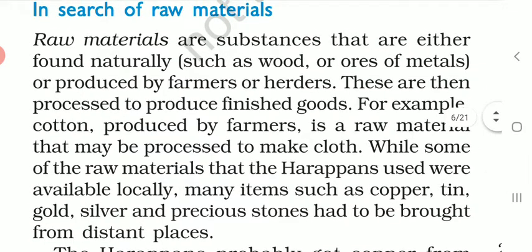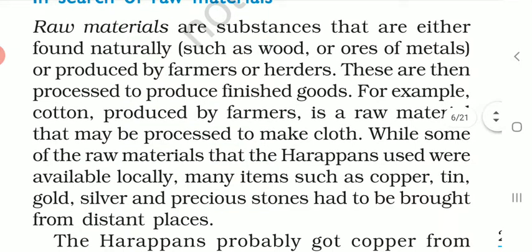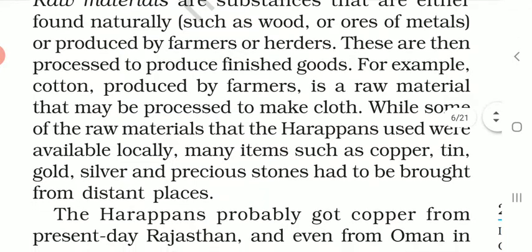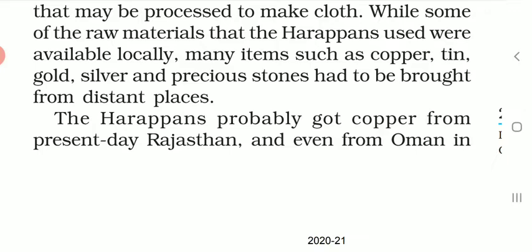So raw materials are substances that are either found naturally, such as wood or ores or metals, or produced by farmers or herders. These are then processed to produce finished goods. For example, cotton produced by farmers is a raw material that may be processed to make cloth. Some of the raw materials that the Harappans used were available locally. Many items, such as copper, tin, gold, silver, and precious stones, had to be brought from distant places.